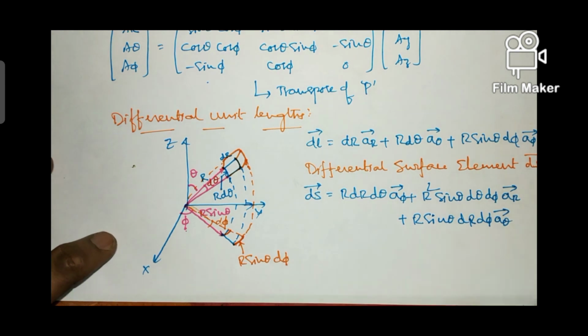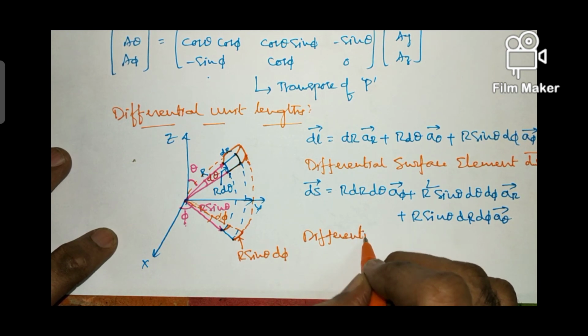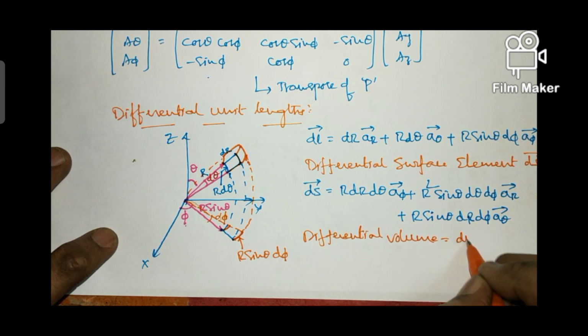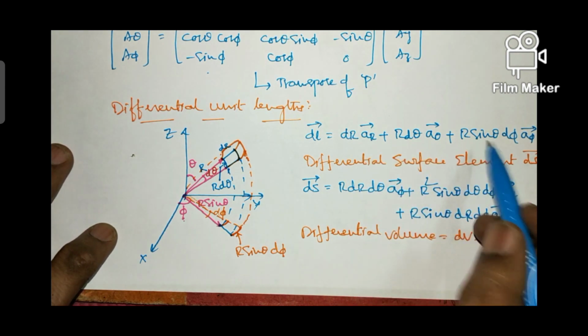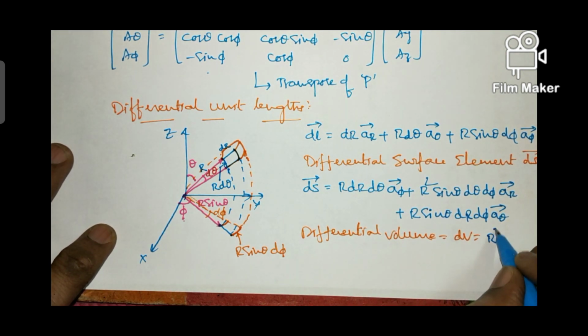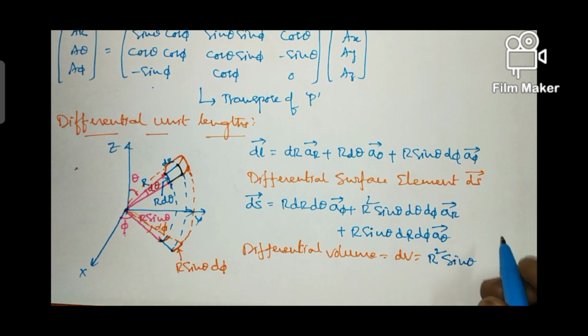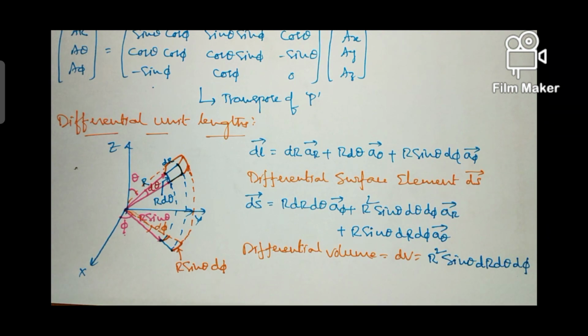Similarly, we can find out the differential volume. We have to consider the product of the three differential lengths here. So we get dv equal to r square sin theta dr d theta d phi. That is all about the spherical coordinate systems.